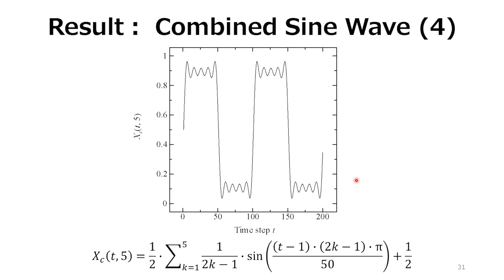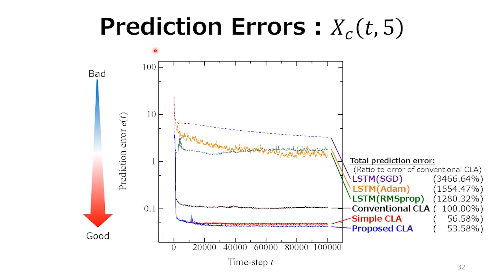Next, we use this combined sine wave. This figure shows the prediction error histories by 6 methods on the combined sine wave. These values are ratio of the total error to the conventional CLA. We see that the proposed double-layered CLA achieves better prediction accuracy than the conventional single-layer CLAs and LSTMs.